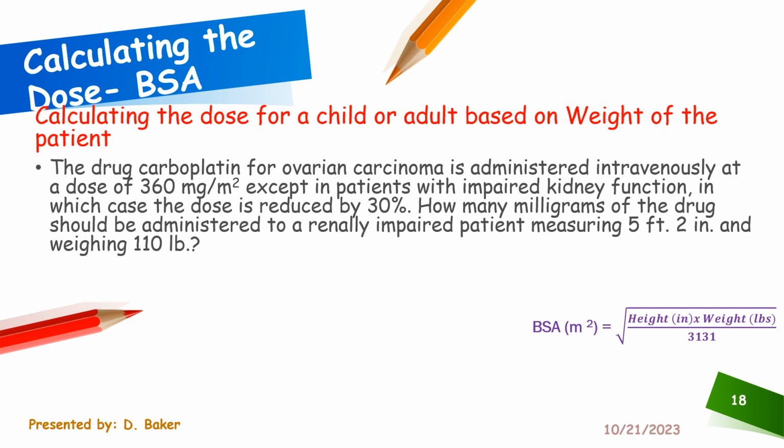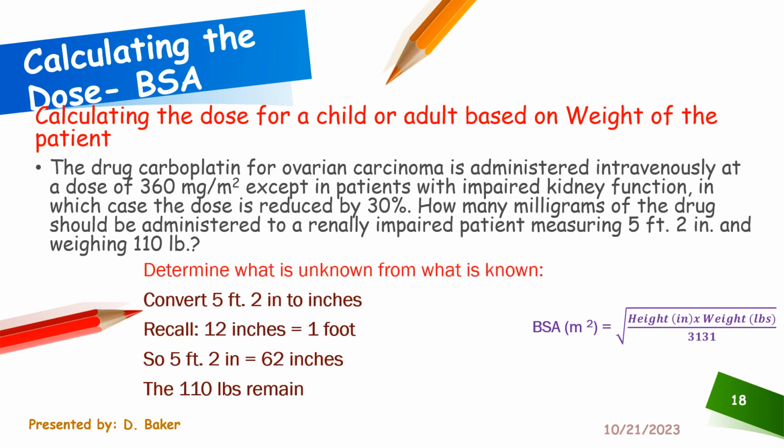Now, in terms of the specific drug, we're looking at carboplatin here, and what information do we have? We have the height of 5 feet 2 inches, and remember the conversion here: it's 2.54 centimeters to an inch. We also need to recall that for every foot you have 12 inches. So converting that, it is equal to a total of 62 inches.